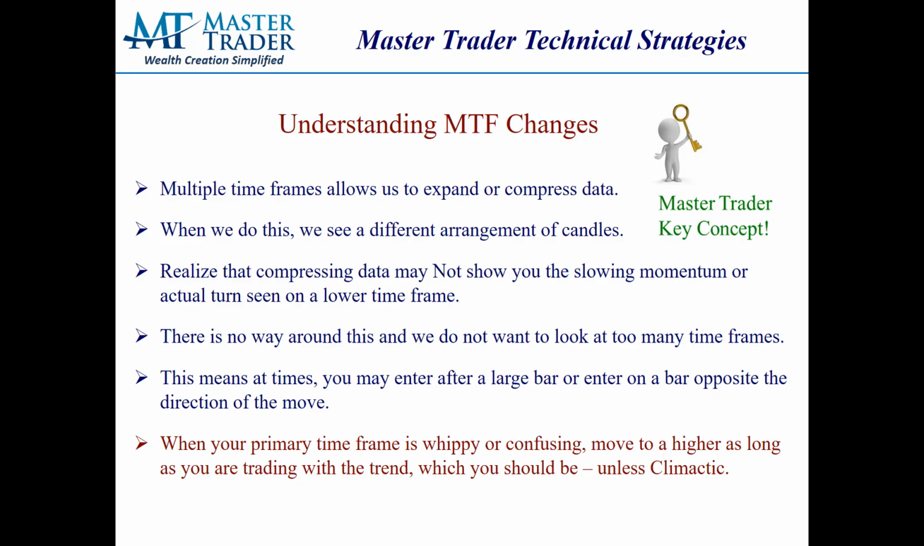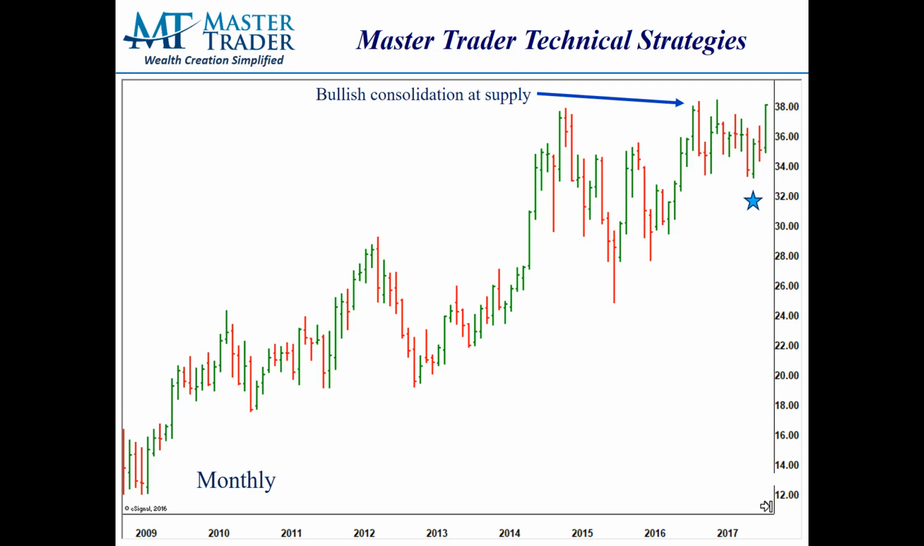So when our higher time frame, or our primary time frame, is whippy, which will be confusing, we can then move to a higher time frame and compress that data, and it should bring clarity to what we're seeing. If not, we just don't trade. Now, if things are climactic, we then stand aside and wait for pullbacks.